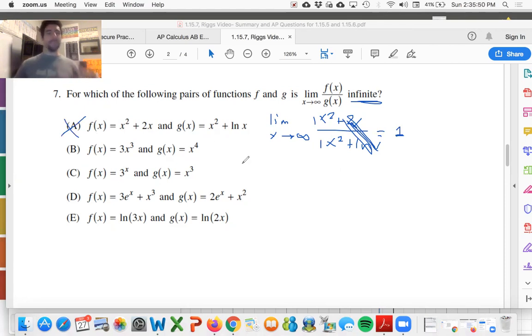I just keep going with this analysis. If I took f of x over g of x, well, I have a larger exponential term in the denominator, so this limit would go to 0. That's not what I'm looking for here.